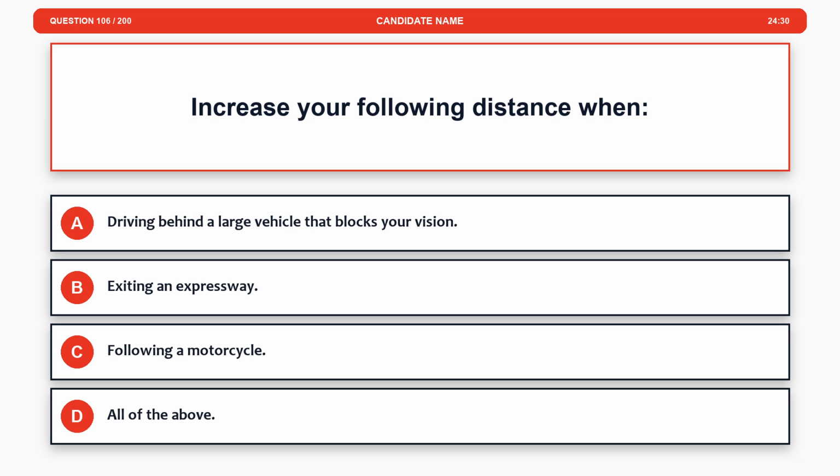Question 106. Increase your following distance when option A, driving behind a large vehicle that blocks your vision. Option B, exiting an expressway. Option C, following a motorcycle. Option D, all of the above.